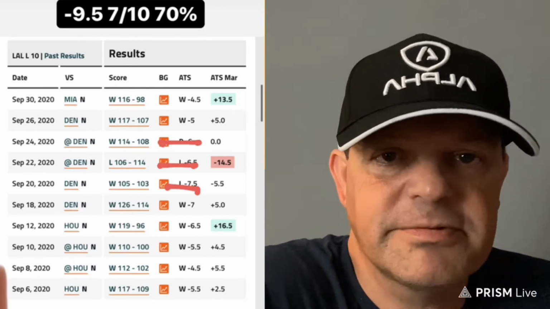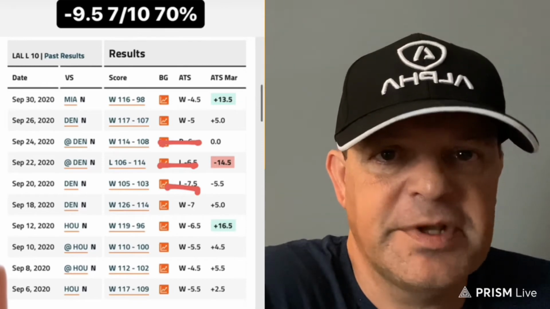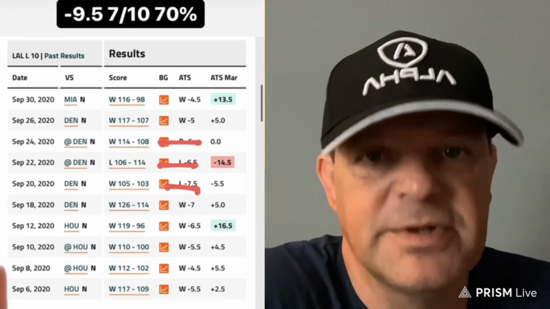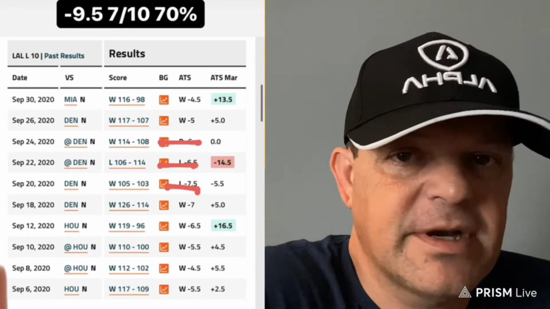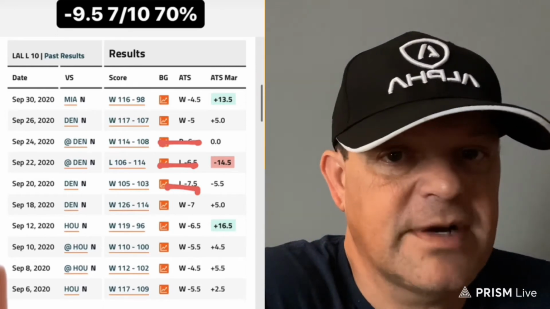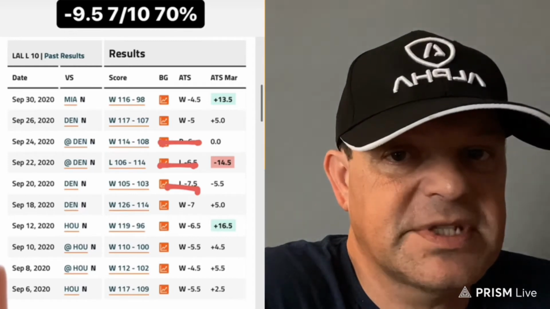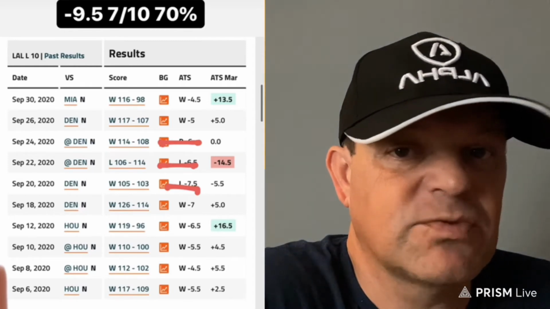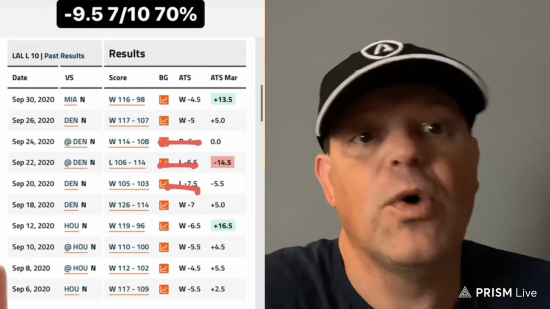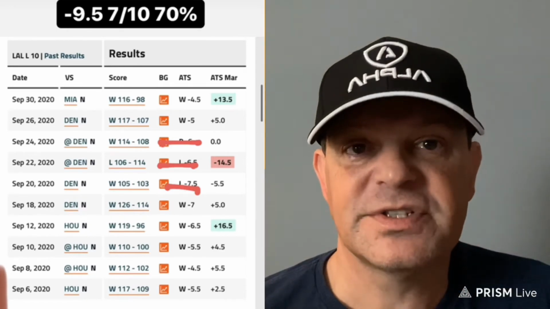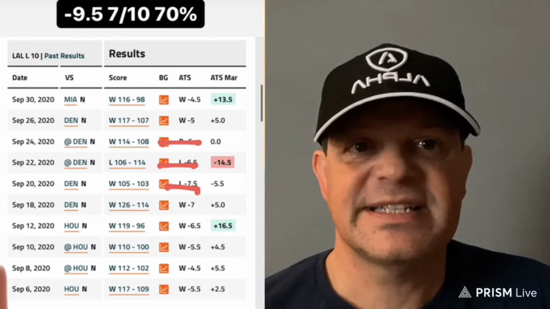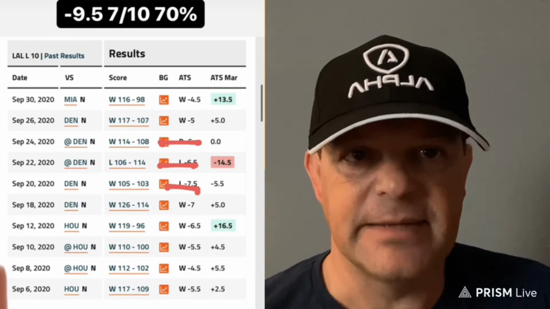And then they had a close one with Denver where they won 105-103. If you subtract 9.5, they didn't cover that one. And you scroll all the way down, had a close one there at Houston on September 10th, still covered. Again, a close one on September the 8th. They covered that one, as well as the one on September 6th. So if you take 9.5 points away from the Lakers, they still cover 70% of the time.